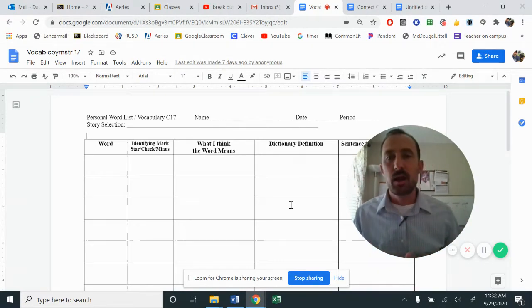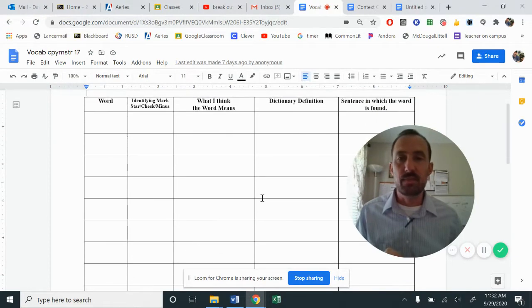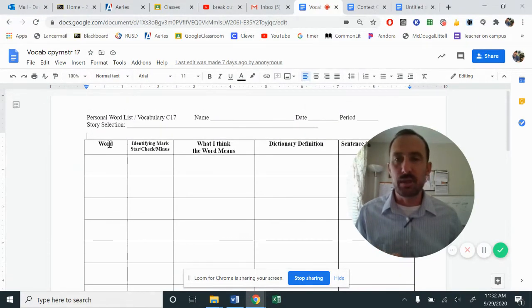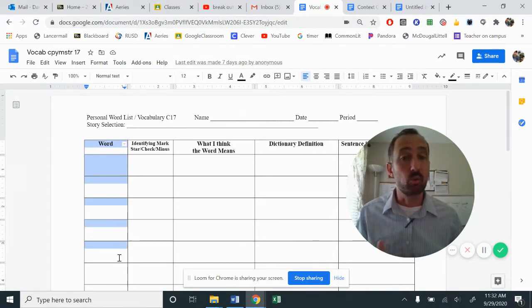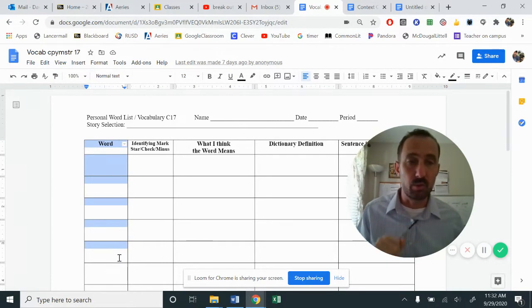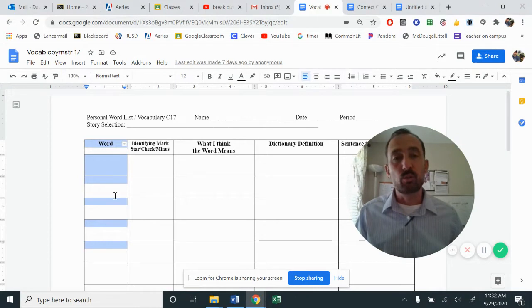So you can go out into the world and use the word thrifty or alacrity or opprobrium or predicament. For this assignment, you've got this chart right here. This very first column that you see is where you're going to be putting the words. And I'm going to give you those words in just a moment. You're going to write the word down.